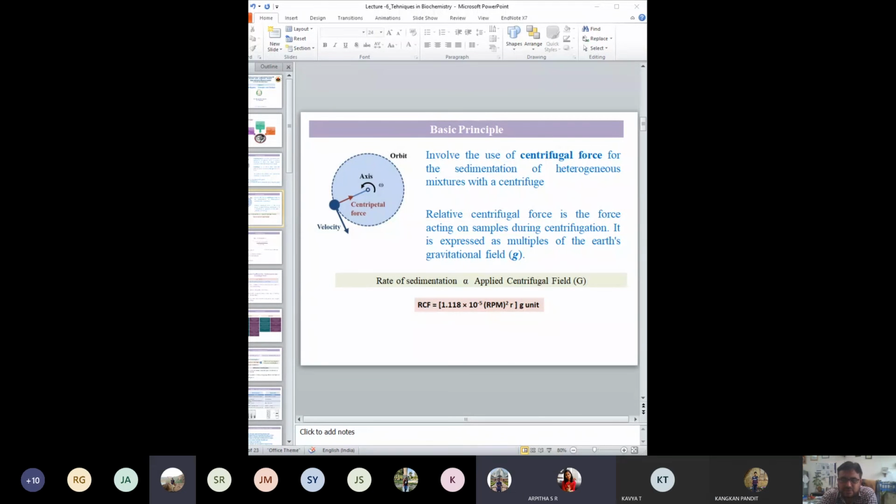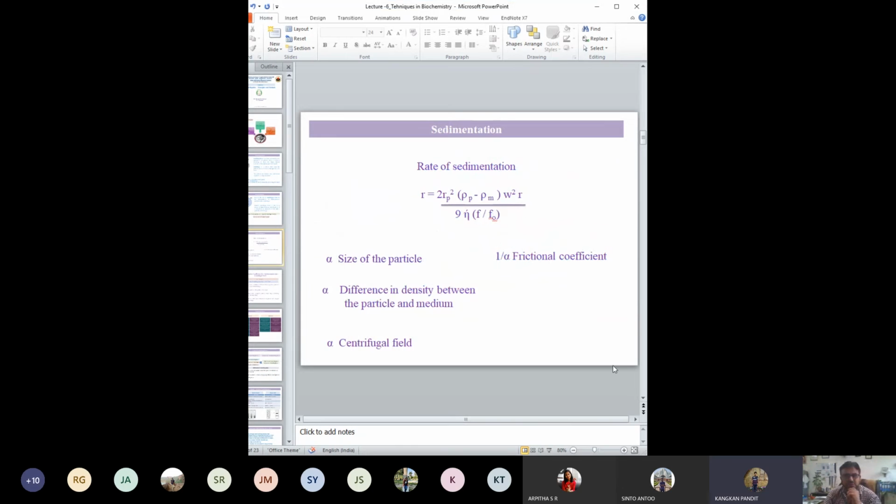Sir, the previous slide is not visible. Can you see this? The slide is still fixed, sir. It's not coming. Now it is okay. Okay, so maybe I don't know. So now it's visible? Yes, sir. Okay.